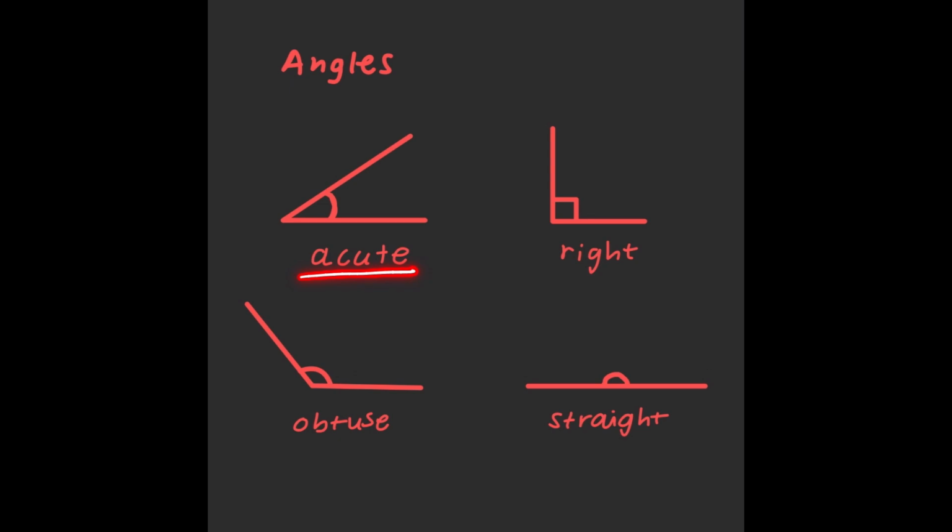We have the acute angle, which ranges from 0 degrees to less than 90 degrees. We have the right angle, which is exactly 90 degrees and forms a perfect L shape. We have the obtuse angle, which ranges from larger than 90 but smaller than 180 degrees. And we have the straight angle, which is exactly 180 degrees and looks like a straight line and represents a half turn.